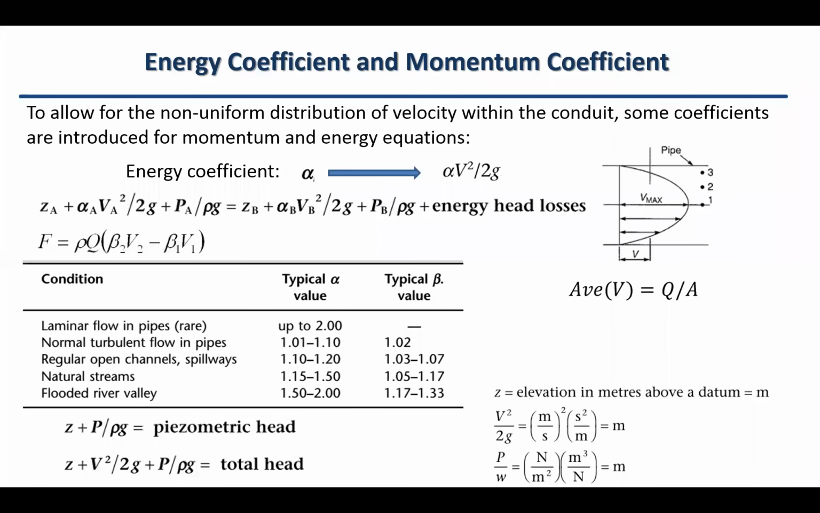Okay, let's look at another example of the application of the coefficient of the energy equation. Remember, we had the coefficient of energy equations here. We apply it if the distribution of the velocity is not uniform, for example. We introduce another coefficient called alpha, which applies to the velocity head, alpha v squared over 2g. So it depends on the situations.